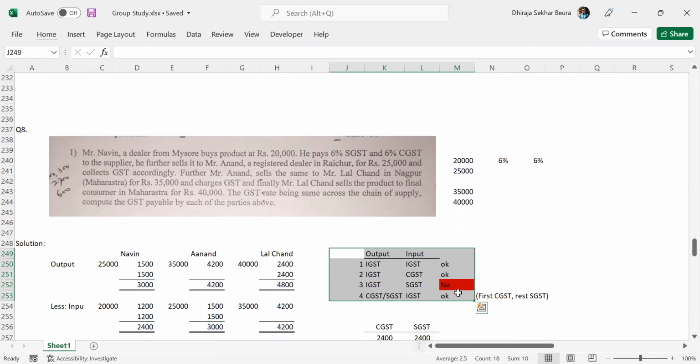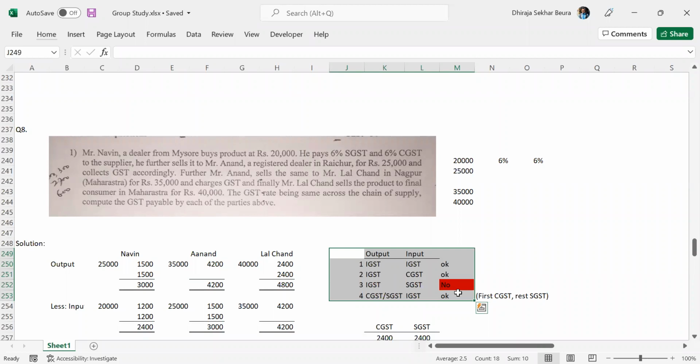Further, Mr. Anand sells the same to Mr. Lalchand, Nagpur, Maharashtra, now a different state. Now the interstate comes into picture for 35,000. Charges GST, and finally Mr. Lalchand sells the product to the final customer in Maharashtra for 40,000. If you notice, Mr. Lalchand is from Maharashtra. He is also selling to customer from Maharashtra. So for him, it is intrastate only. The GST rate being same across the chain of supply, compute the GST payable by each of the parties above. Now, let's go one by one.